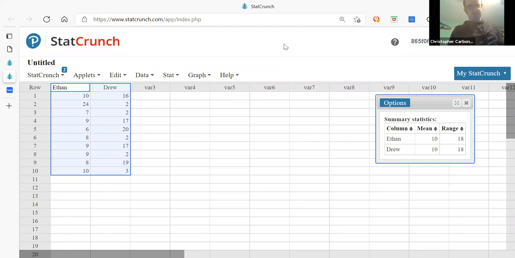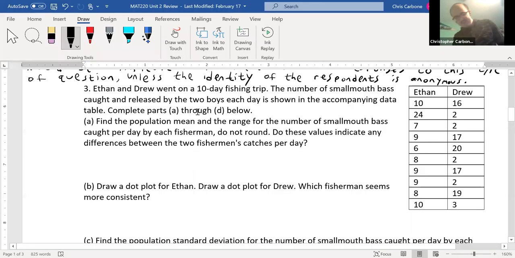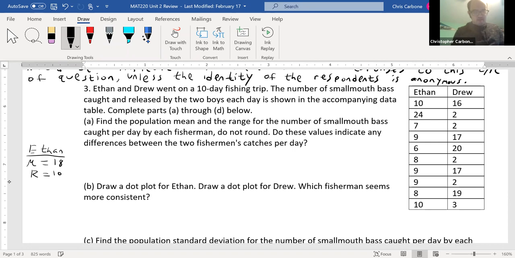Let's talk about that, shall we? So we space it this way. Ethan, his mean was 18, his range was 10. For Drew, his mean was also 18, and his range is 10.